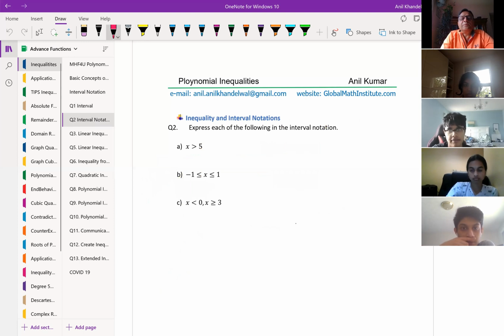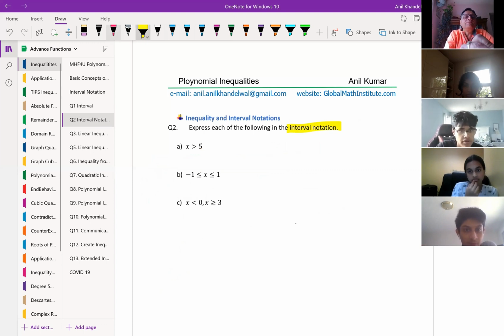Try to do this one. Express each of these inequalities in interval notation. Can you tell me x greater than 5? How will you write it in interval notation? Not the inequality, tell me. Wouldn't it be 5 to infinity in parentheses? In parentheses, yeah, because greater than 5, 5 is not included. Greater than 5 will be 5 to infinity. So on the right side of 5. Do you get the idea?